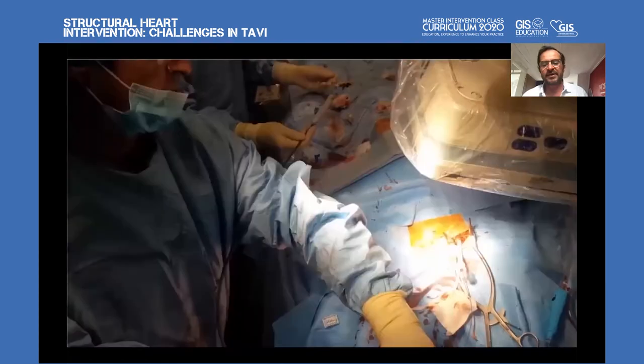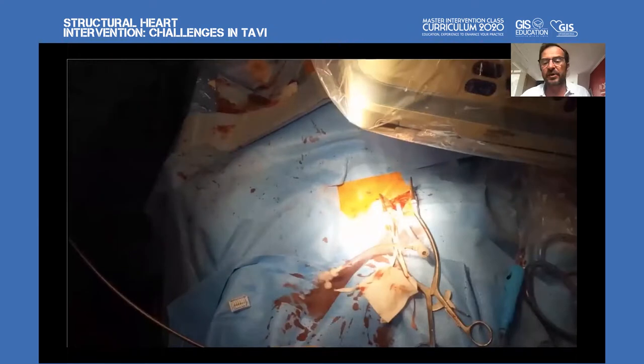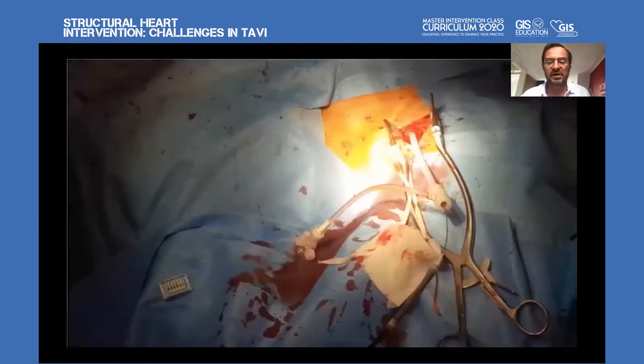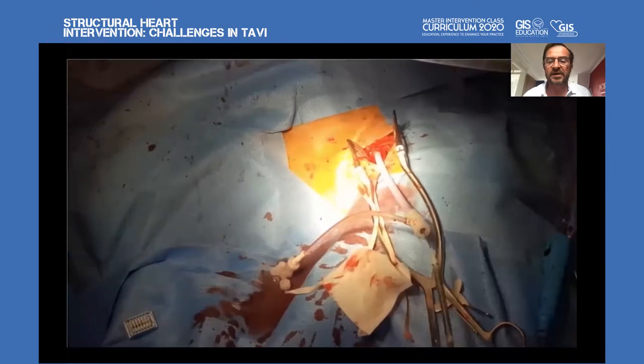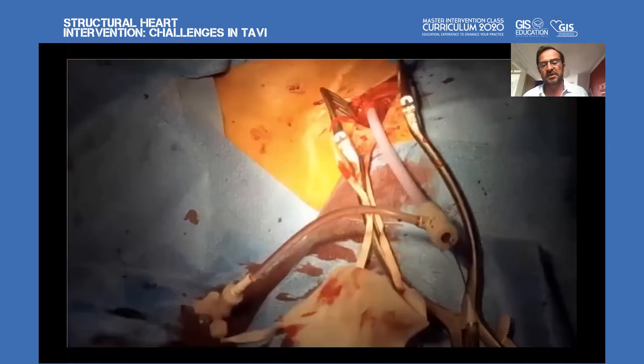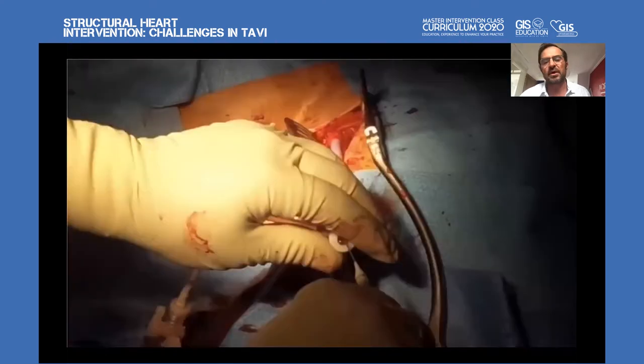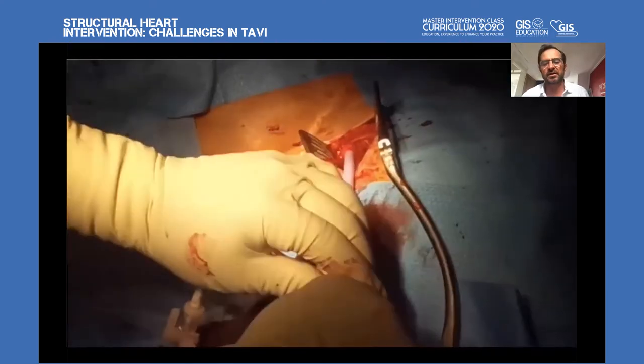A very important point: the radiologist tells you, "Oh, the carotid artery is very tortuous." Don't believe him, because the carotid artery is free. So you just hold it very gently, and the carotid artery becomes straight. So this is a radiologist remark that you should not take seriously.